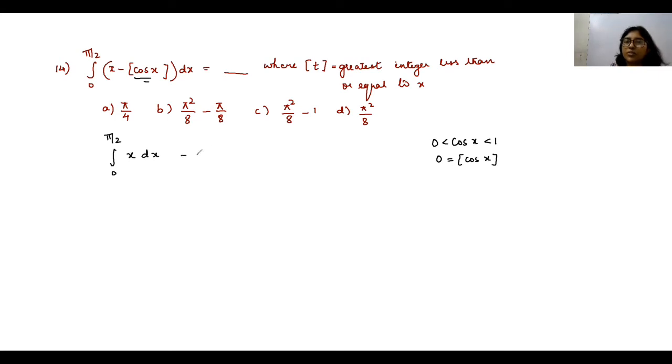So integrate x square by 2. Put the upper limit and the lower limit. When you put the lower limit, it is going to become 0. Putting the upper limit, it is pi square by 4, and this 2. So pi square by 8.